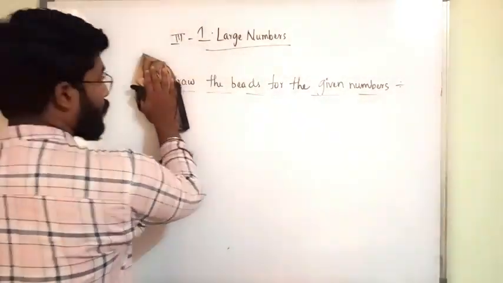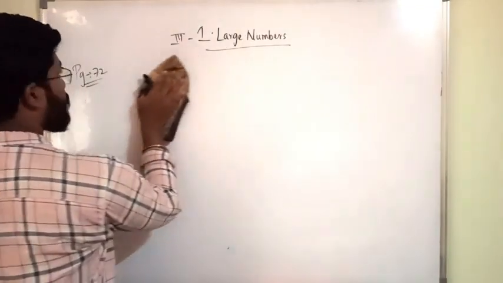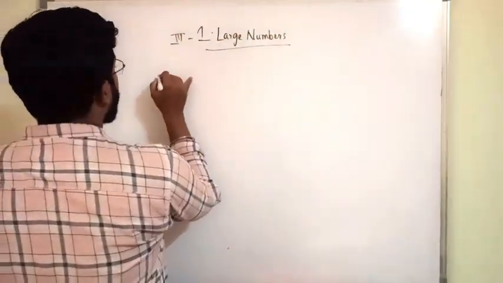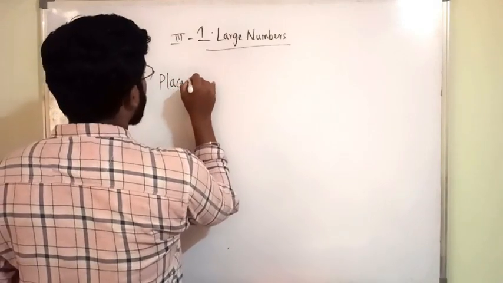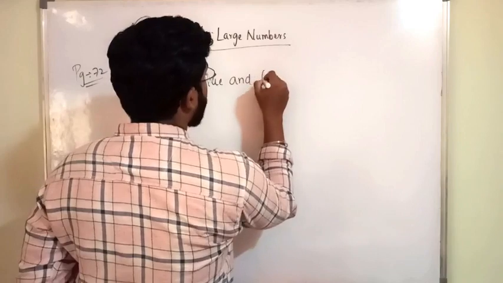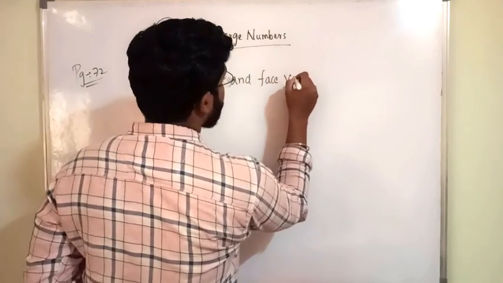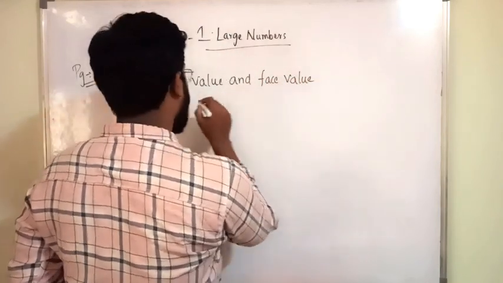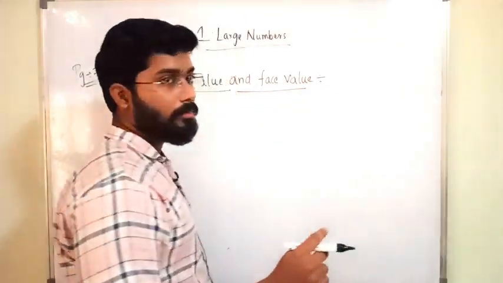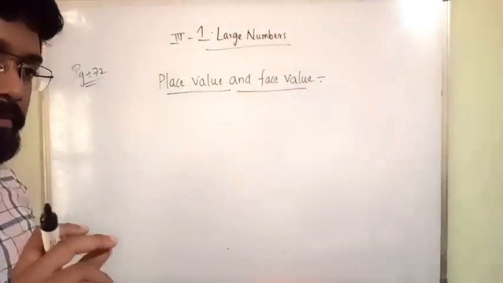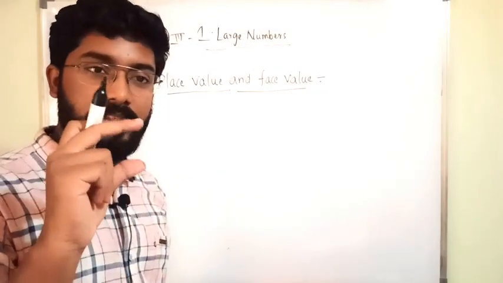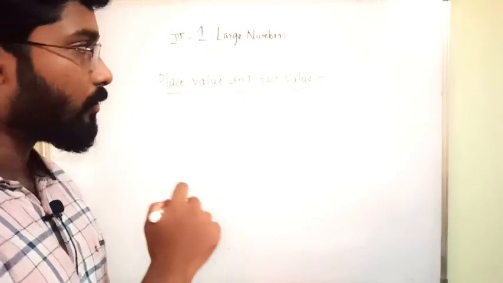That's all. Okay. So next one is place value and face value. If any number is given, in that you have to know the face value and place value for a given digit. He will ask you to find out some digits' place value and face value. You have to find out that one.